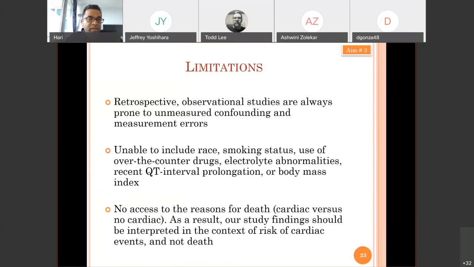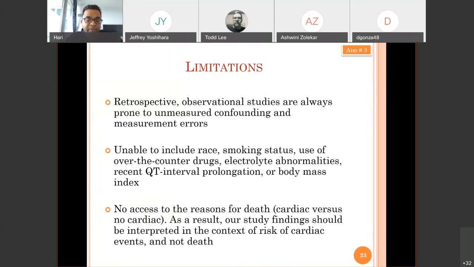We didn't measure electrolyte abnormalities. Again, these was on an outpatient basis, so not only we didn't have access to it, but we just couldn't get to it because both of these drugs were prescribed on an outpatient basis. We don't know if patients had any increases in their QT interval, and then also we didn't have the body mass index, so no weight. And these are the things that could have potentially influenced our results, but we didn't have access to it.